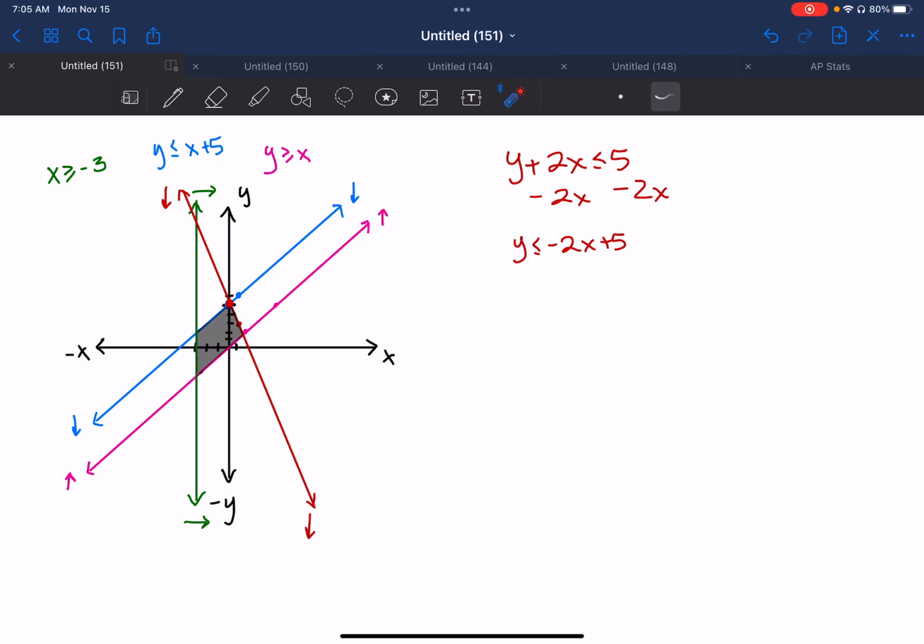Now, something that becomes really important is what do we do when we want to find these corners? And these corners are important because, well, anything in here is a solution. All the things inside are not the best solution.